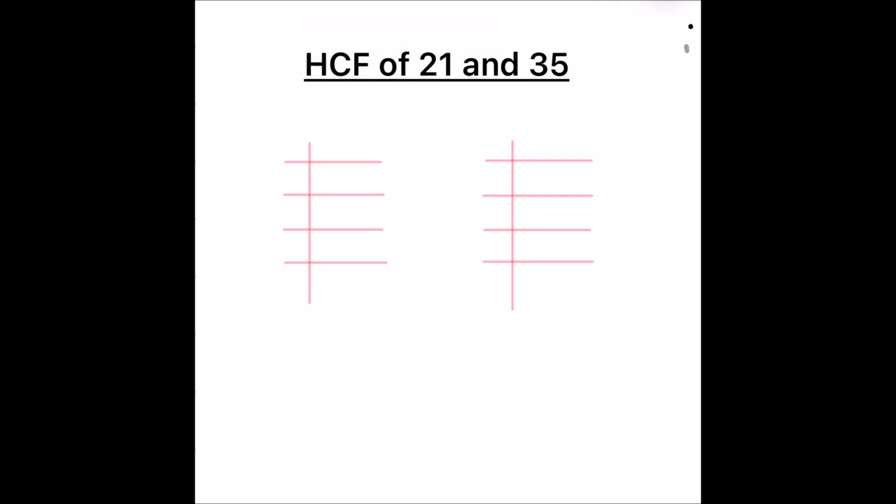So let us first find the factors of 21. 21 is an odd number, it is divisible by 3, 3 times 7 is 21. And 7 is divisible by 7, 7 times 1 is 7. So the factors of 21 are 3 times 7 times 1.